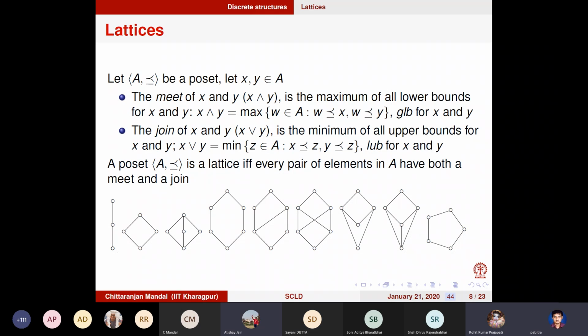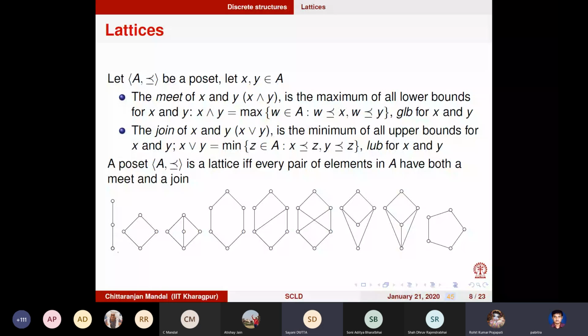Exactly. Between 3 and 4 and between 1 and 2, there is no meet. There is a join. What is the join between 3 and 4? 5. What is the meet of 3 and 4? Doesn't exist. What is the meet of 1 and 2? It doesn't exist. What is the join of 1 and 2?